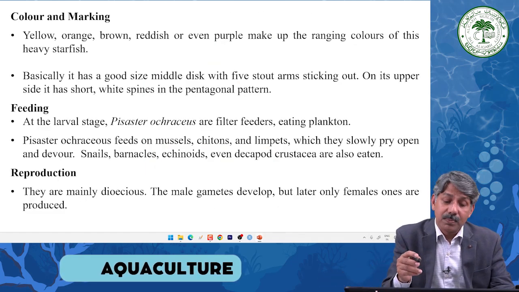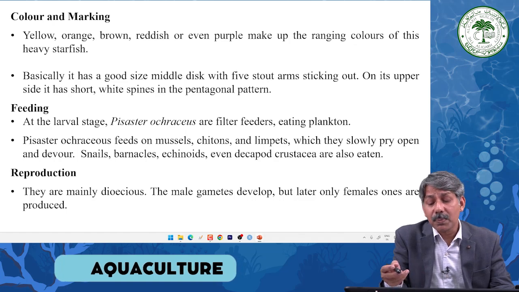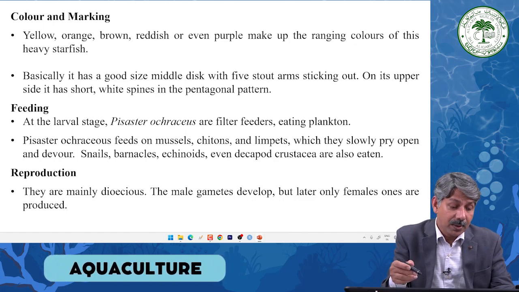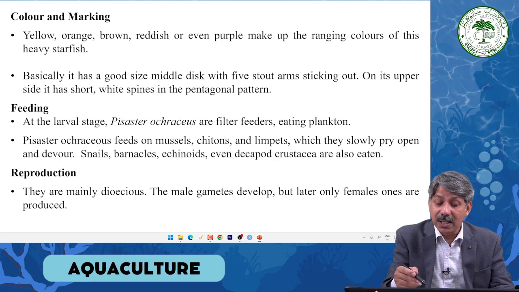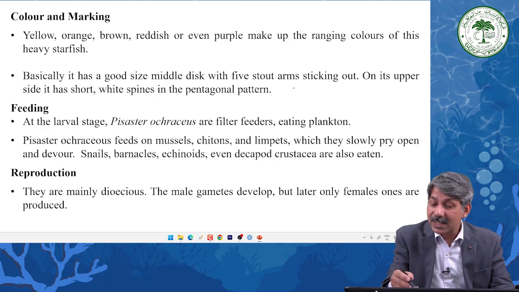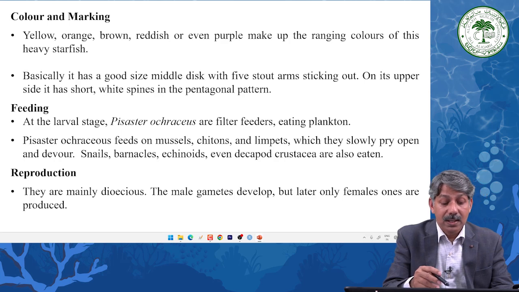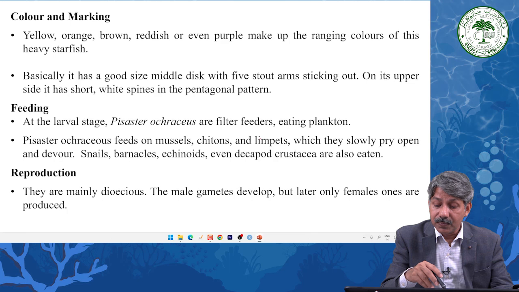Yellow, orange, brown, reddish or even purple make up the range of color of this heavy starfish. Basically, it has a good size middle disc with 5 stout arms sticking out. On its upper side, it has short white spines in a pentagonal pattern. At the larval stage, Pisaster ochraceus are filter feeders eating plankton.